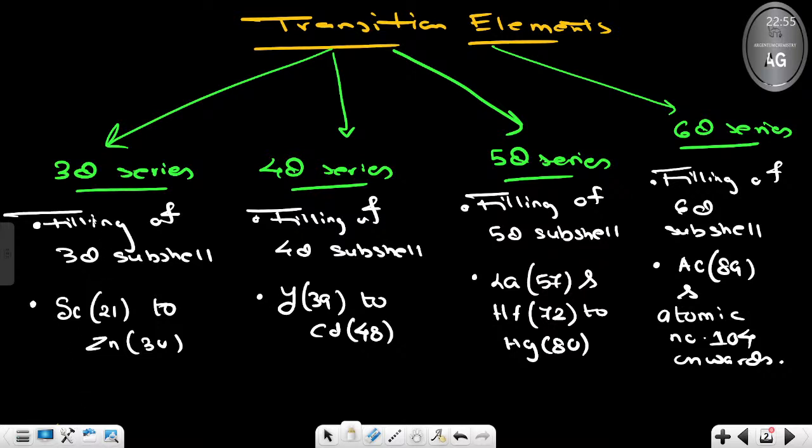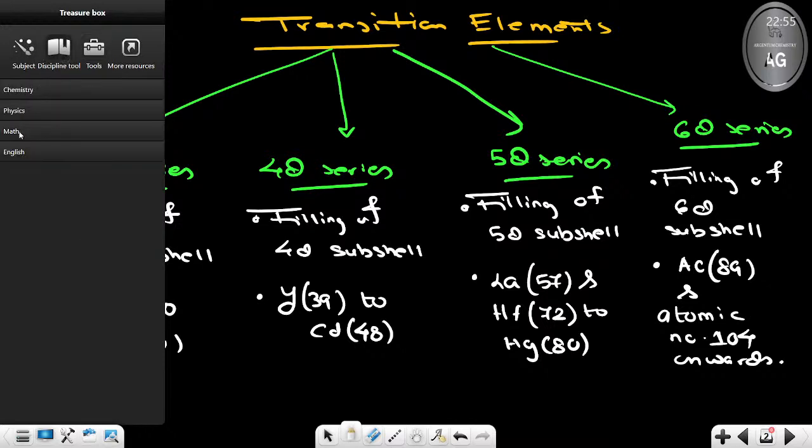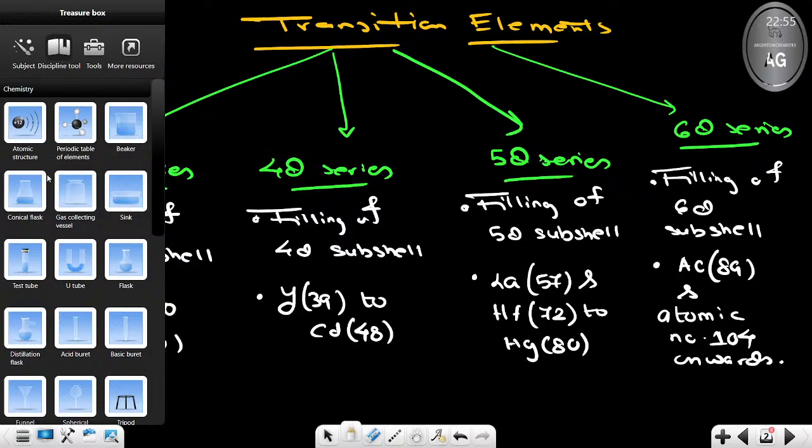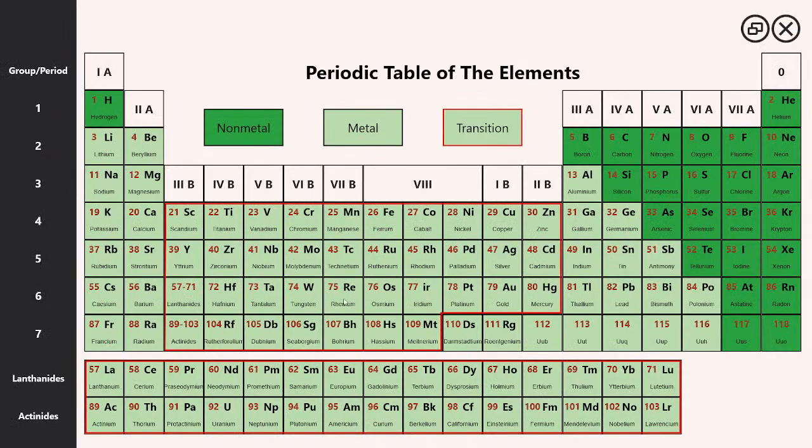If I can show the periodic table here. All right, you can see the periodic table. Here you can see scandium, titanium, vanadium, chromium, manganese, iron, cobalt, nickel, copper, zinc. This is the first transition series. The second is yttrium, zirconium, niobium, molybdenum, technetium, ruthenium, rhodium, palladium, silver, cadmium. This is the second transition series.